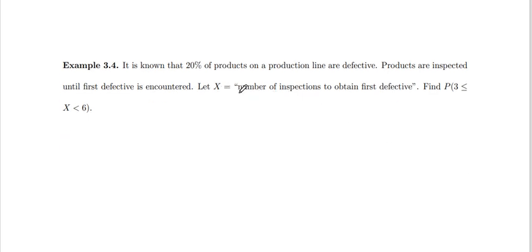Let's say X is the number of inspections. You just keep inspecting until you obtain the first defective one. Here the keyword is first defective. The story is that you keep inspecting until you find a bad one. So this is a geometric distribution, right?